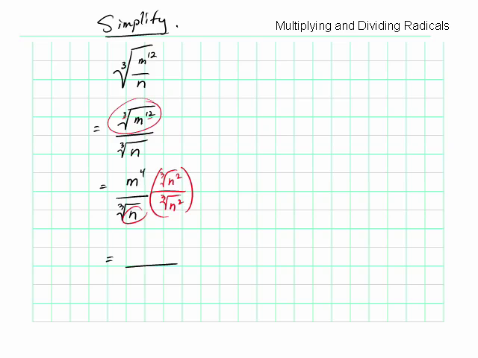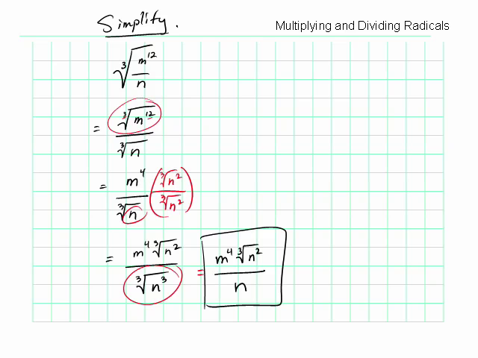That will work because in the denominator that will create for us a cube root n cubed. In the numerator I've got m to the 4th cube root n squared. Our denominator is just equal to n, and so our answer is m to the 4th cube root n squared over n. And we have it rationalized yet again. Okay, so we've rationalized square roots, we've rationalized cube roots. Let's do one example of a 4th root.